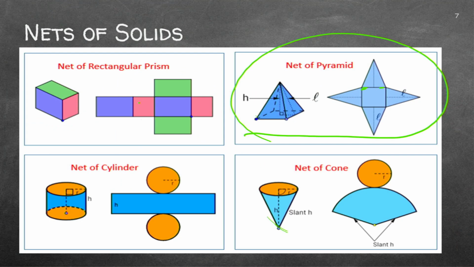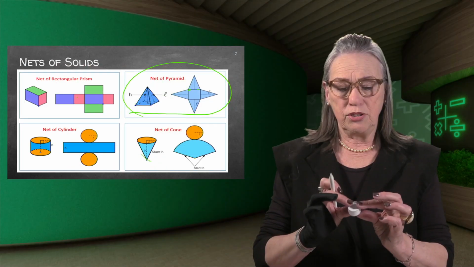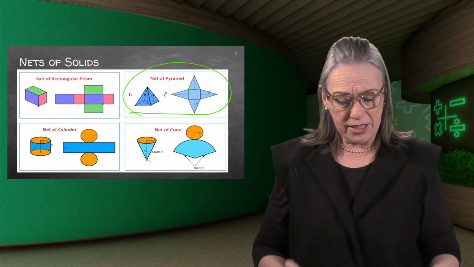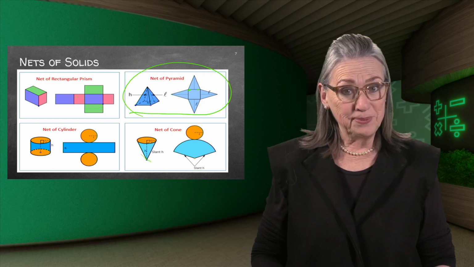Right. The next one is the net of a cylinder. Now, can you work it out? These are the 2 sides, the bottom and the top, and that's the wraparound. So that is our cylinder.